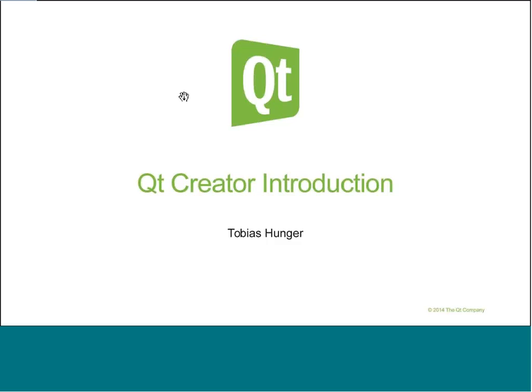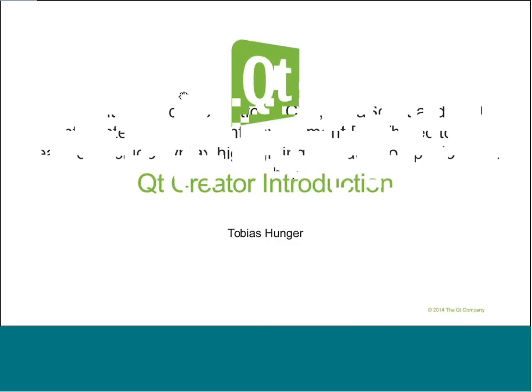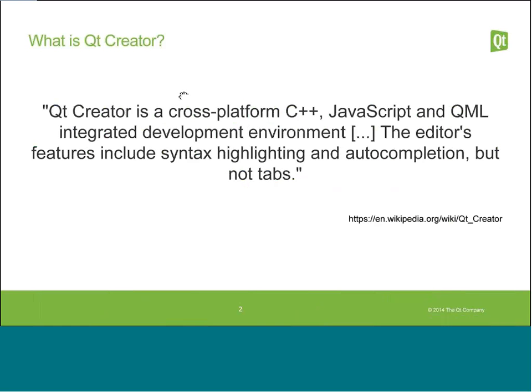Since I'm a software developer, I'm not really good with words, so I looked around and tried to find somebody with some definition. And of course, there's always Wikipedia for that. Wikipedia says Qt Creator is a cross-platform C++, JavaScript, and QML integrated development environment. The editor's features include syntax highlighting and autocompletion, but not tabs. I think there are some valid points in this definition, but I'm not completely happy with it. But let's go through some of the details.